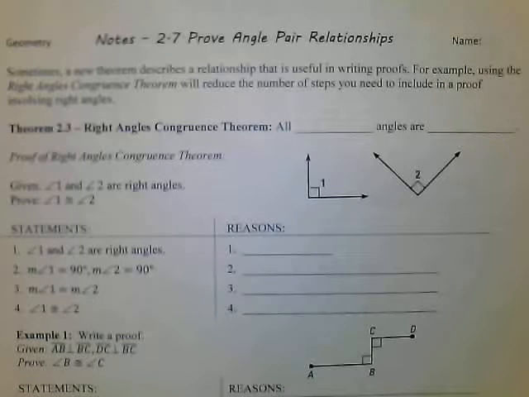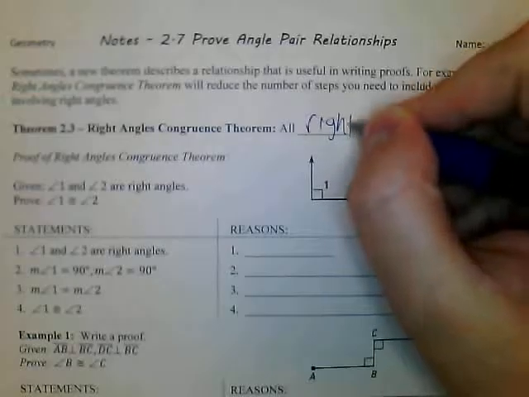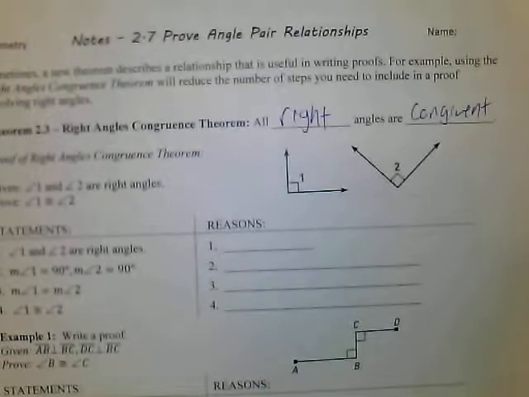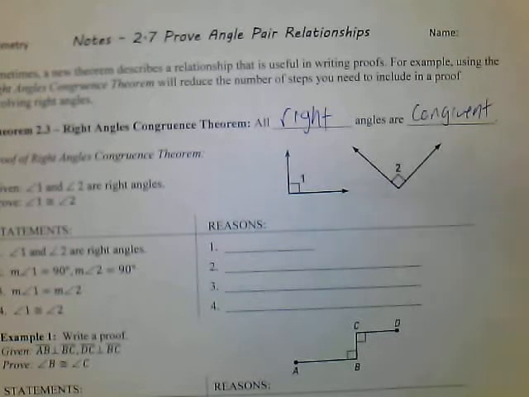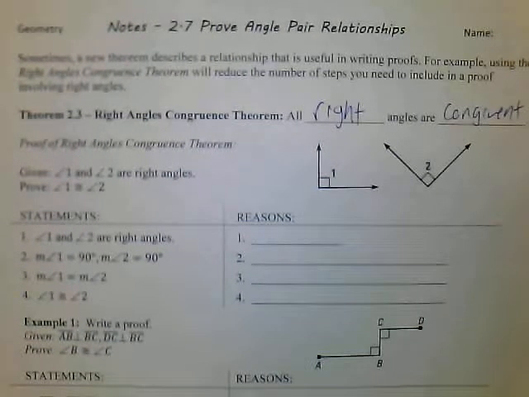So we have a theorem that we're going to start with, and that's that all right angles are congruent. So this is a true statement. It may seem obviously true, but any right angle is congruent to any other right angle. So that's what we're going to look at trying to prove here in the first part of this lesson.